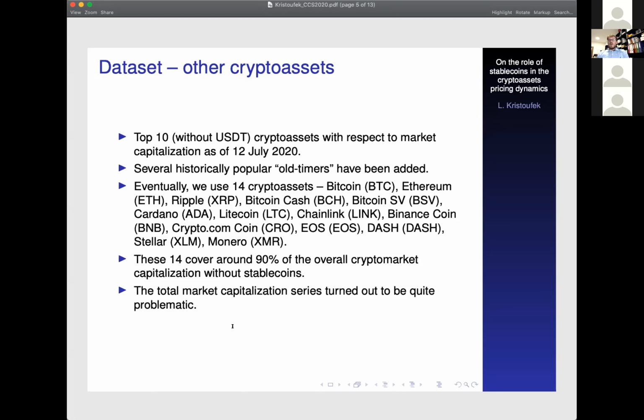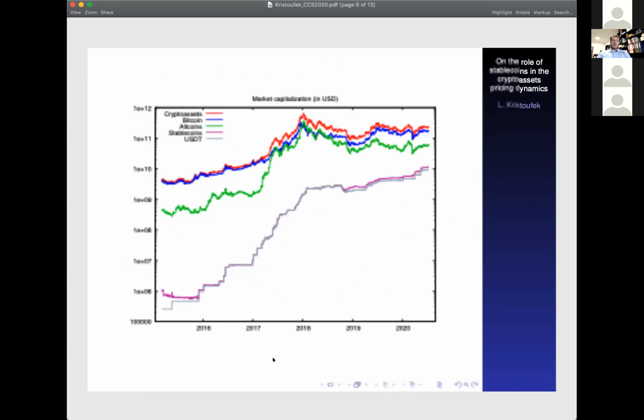I also tried to take the overall market capitalization series, but it's quite problematic at various sites. There are jumps that are not reasonable, and it's quite problematic. So I opted to actually pick the largest ones, collect them together, and then sum them, so that in the end we have some proxy for market capitalization of the altcoins.